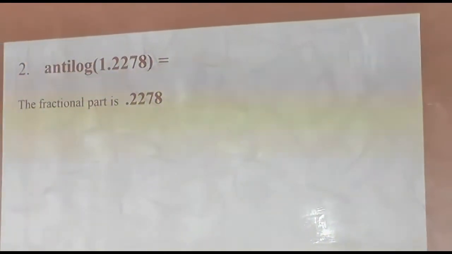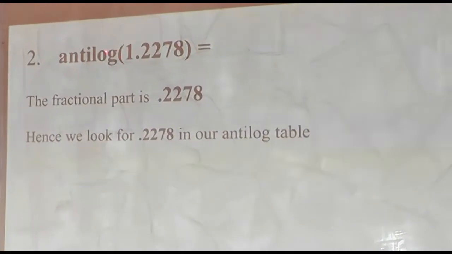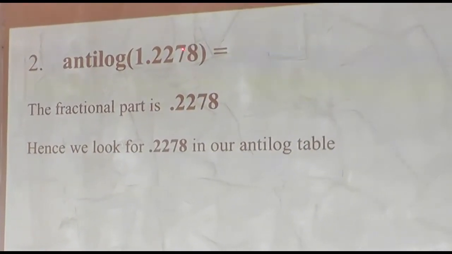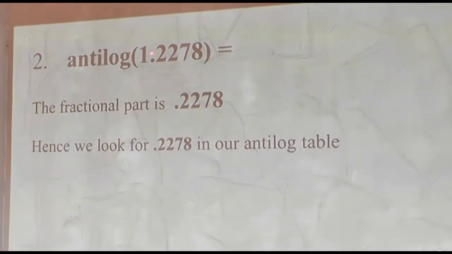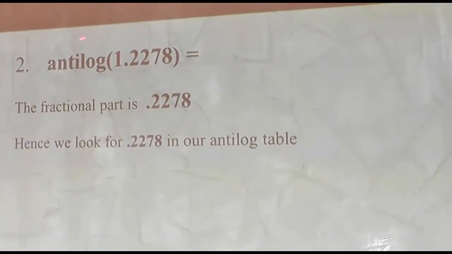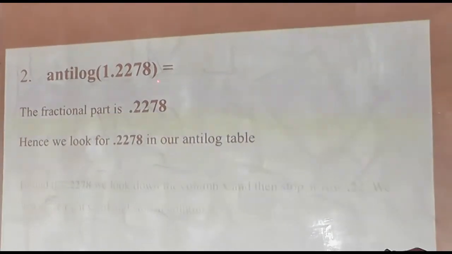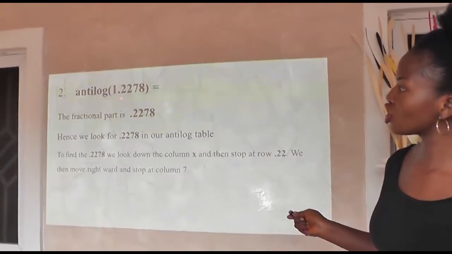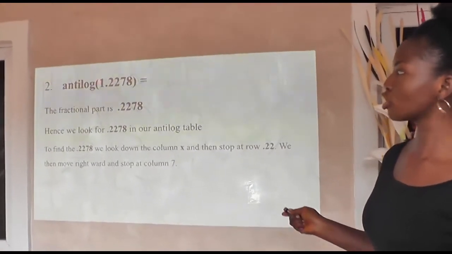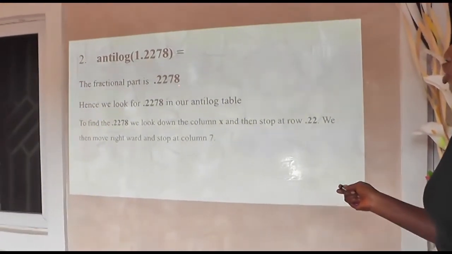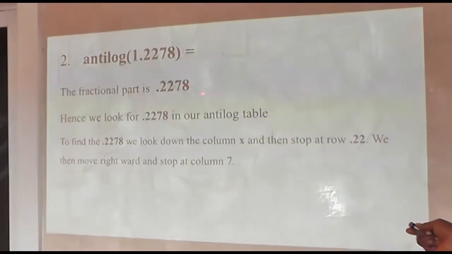Now next we are going to look at how we can find the antilog of 1.2278. And we said earlier that we ignore the integer part, then concentrate on the decimal part. For antilogarithm, we ignore this integer part. Its work is just for placement of decimal points. Now here, the fractional part is 2278.